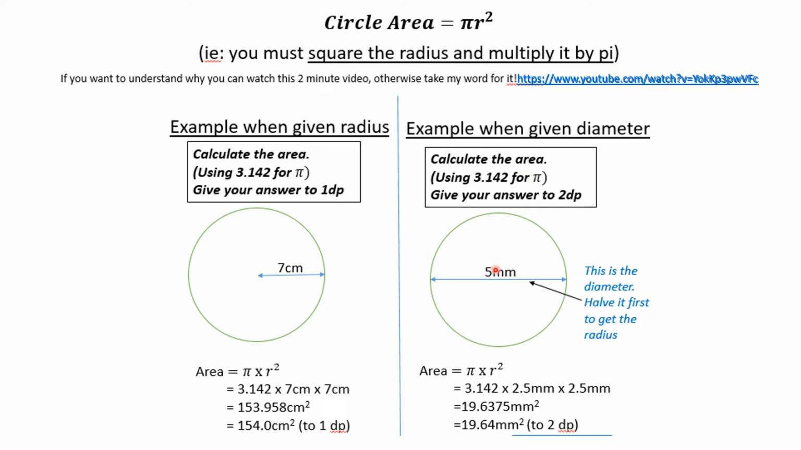On this one, we're told the diameter, so all it means is we've got to do an extra stage at the beginning, which is halving that diameter to get the radius. So if the diameter is 5, then the radius must be 2.5, so it's going to be pi times 2.5 squared. And on this one, I rounded to 2 decimal places, just to show you.